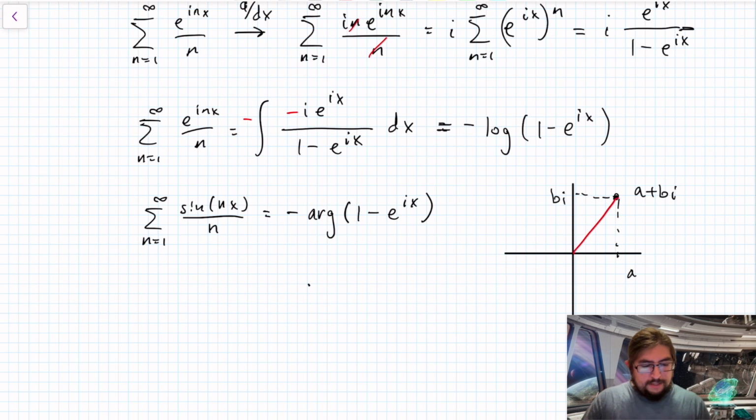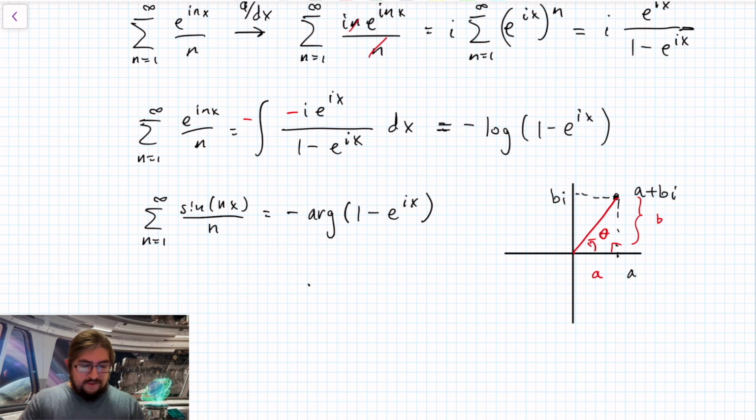So the argument is something like this. Now this, of course, is just in the first quadrant. Theta, again, is the argument. This distance is b in this right triangle we've created, and this distance is a. Really, the real part is a, and the imaginary part is b. So in fact, notice tangent of theta is going to be opposite over adjacent, which is b over a.